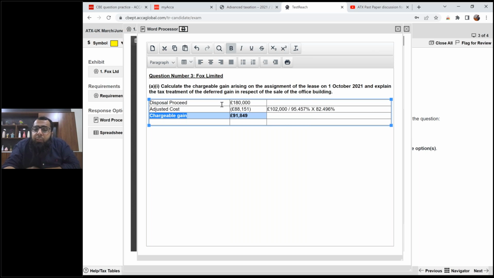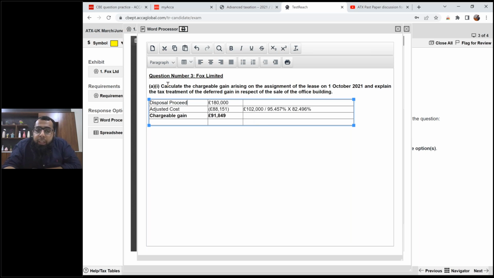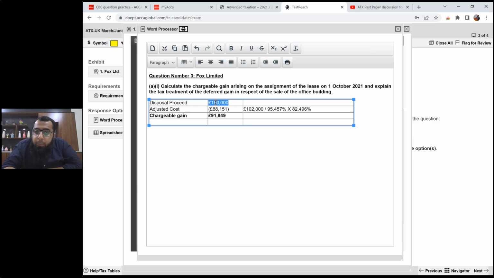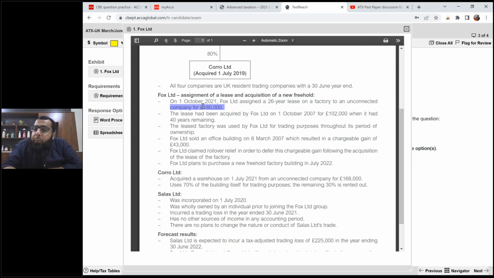See, what did he ask from us? First of all, he asked us to calculate the chargeable gain on the assignment of the lease. The lease was disposed of for how much? For 180,000. Now it was disposed of when the life was 26 years.